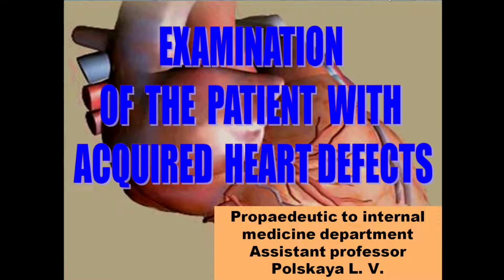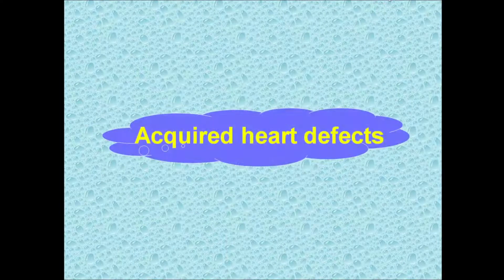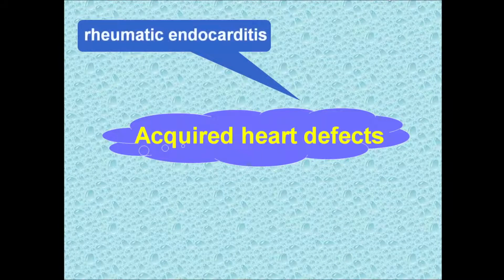Today we will talk about examination of the patient with acquired heart defects. When we are talking about acquired heart defects, we must understand it is an anatomic defect which appears near the heart orifice or valves due to the pathological action of some preceding pathological process.